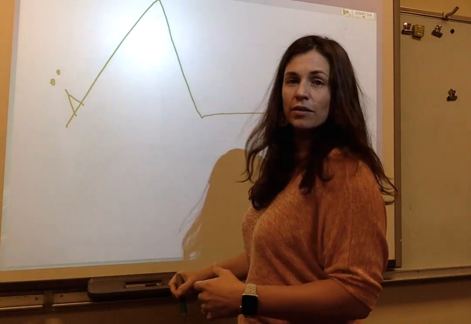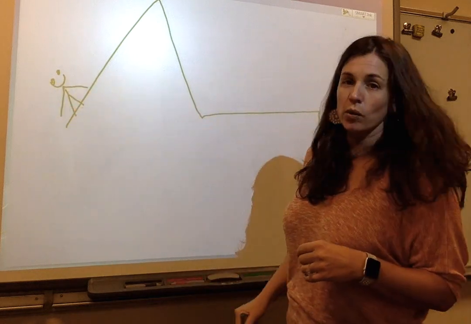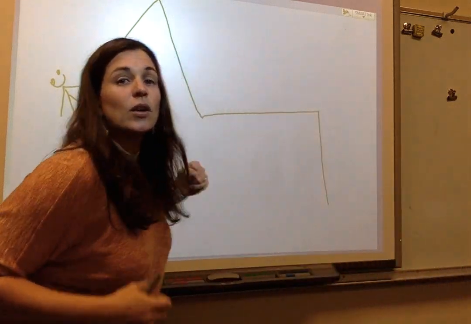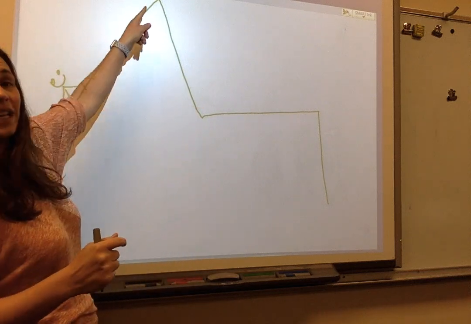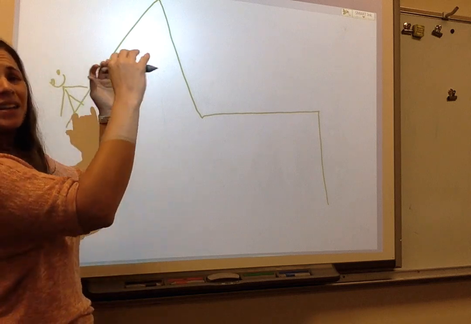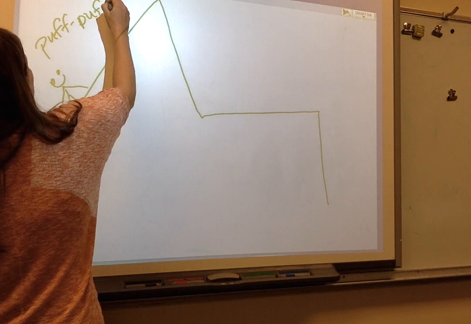So here's my skier. And all he has are these poles. So he's got these poles, and he's going up this mountain. So you see how steep this mountain is? He's climbing up this mountain, and he is puffing up this mountain. That's what he's doing. He is puffing up this mountain.